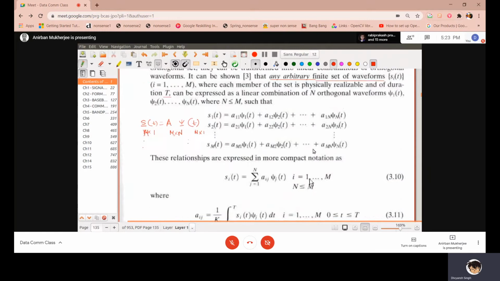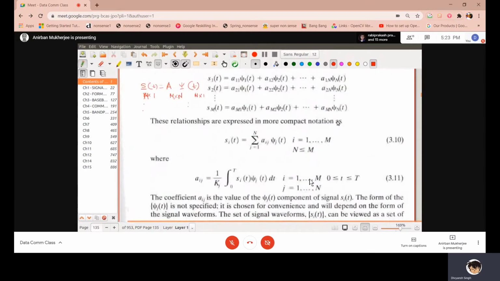Now, if you find out what my a ij is, in this equation you do a lot of transform calculus, that means Laplace transform and Fourier transform. Anyway, at this point we will not discuss those things. Now what is my a ij? If I multiply s i(t) with psi j(t) and integrate, only the components where i equals j are present, and the components where i is not equal to j will all be zero, because psi is an orthogonal set.